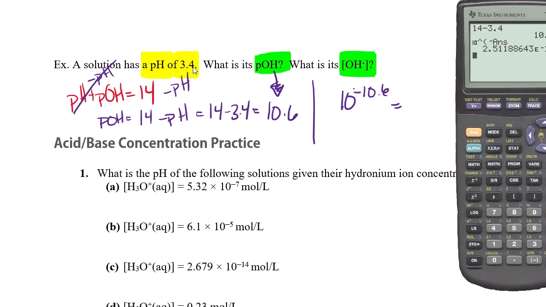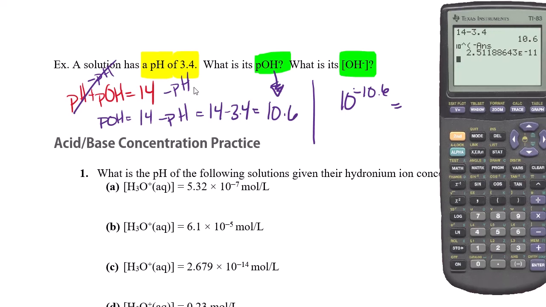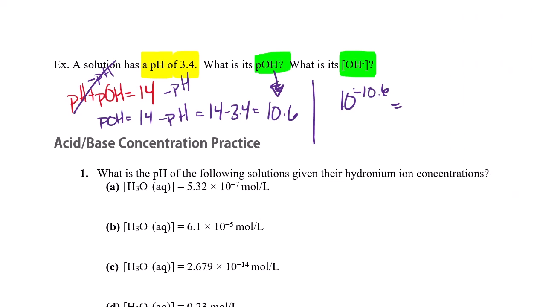Now, the number of decimal places that I had in my original pH, that's how many sig digs I'm allowed here. So I only had one decimal place in my original pH, so that means I only get one significant digit. So this 2 has got to round up to a 3, and don't forget about the times 10 to the negative 11. So this will give me a hydroxide ion concentration of 3 times 10 to the negative 11, and don't forget your units, moles per liter. And that's my hydroxide ion concentration.